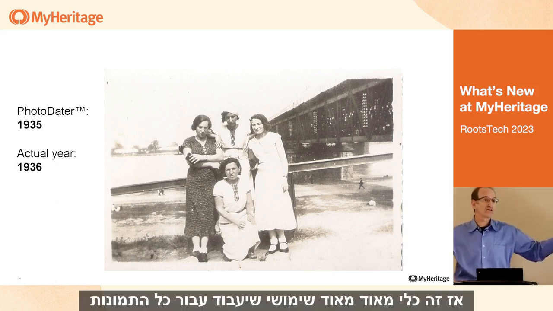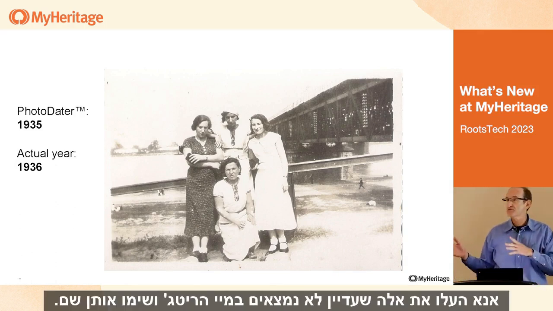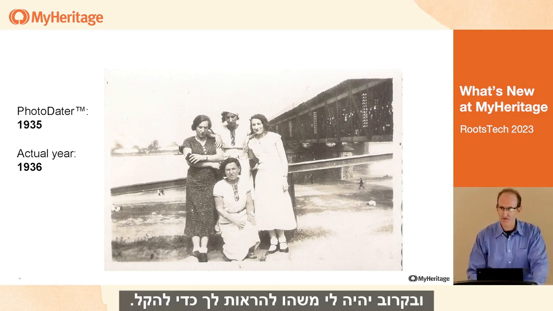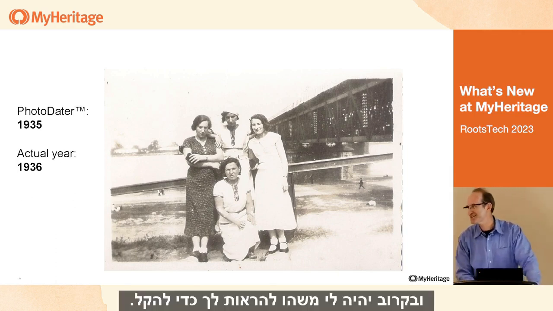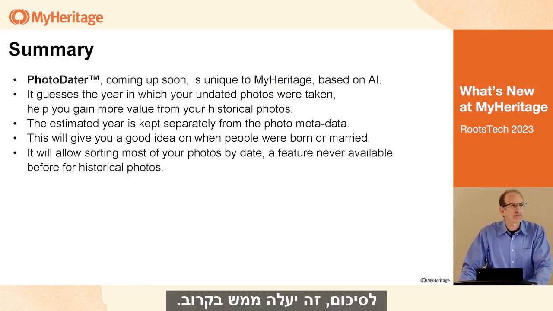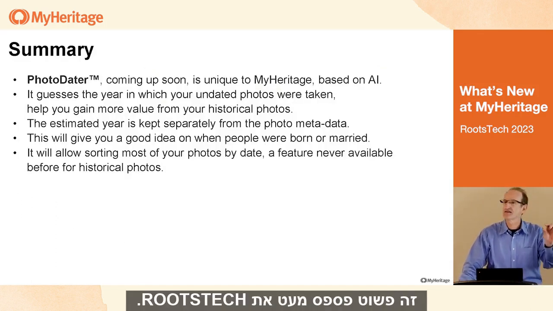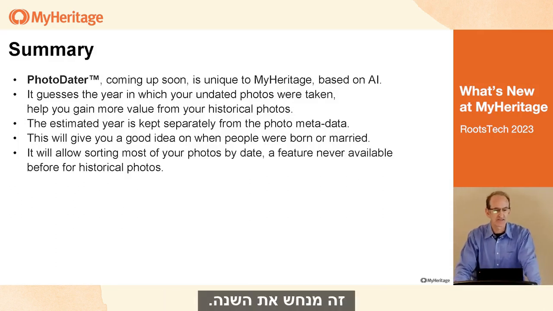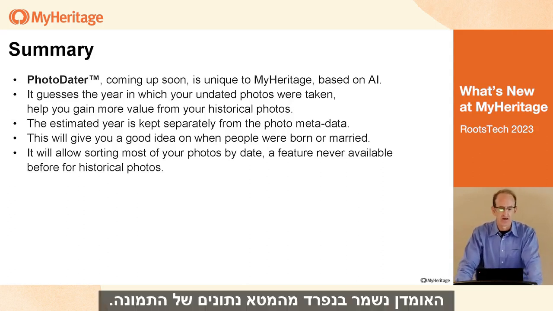It will work for all the photos that you have on MyHeritage. Please upload those that are not yet on MyHeritage and put them there. And I will have soon something to show you to make it easier, but we'll get to that. To summarize, it's coming up really soon. It just missed RootsTech barely. It's based on artificial intelligence. It guesses the year. The estimate is kept separately from the photo metadata.